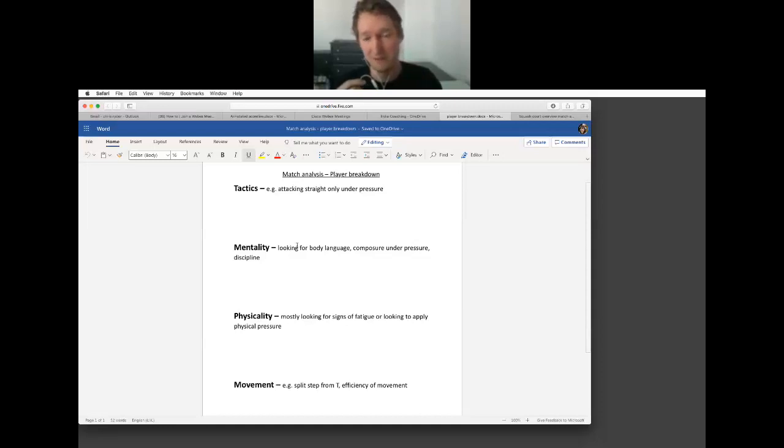Physicality. Signs of fatigue and looking to apply physical pressure. Obviously that's partly tactical, but we're just looking to see what types of physicality this player brings to it.